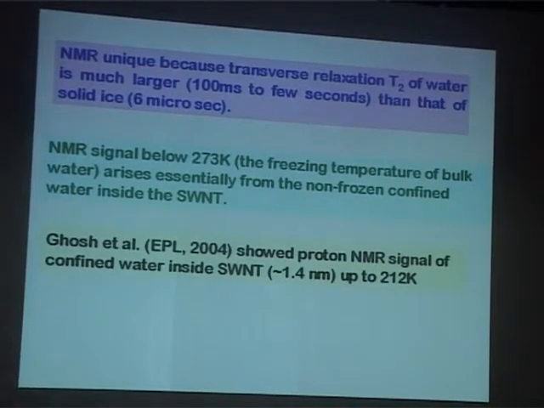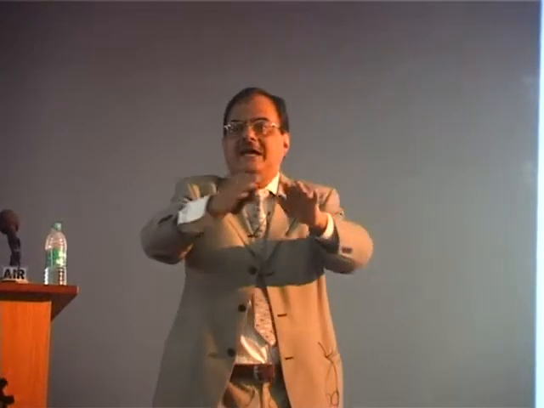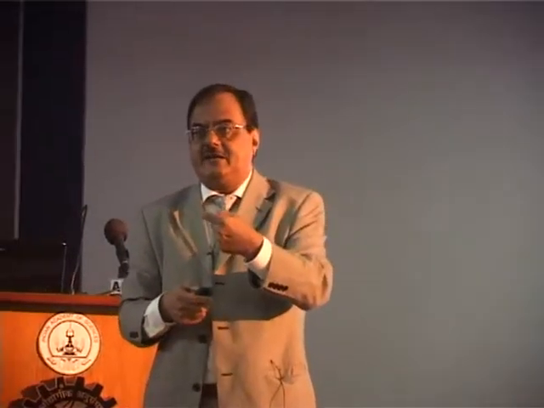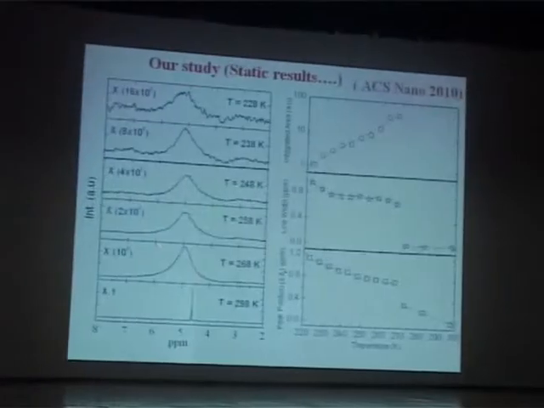Proton NMR is so beautiful: the relaxation time T2 of a proton in water is much larger than that of solid ice. So bulk water gives you a very sharp peak, about 1 hertz in width. You know that ice does not give any proton NMR signal because T2 has become very small. So we use this to do the experiment below 0 degrees centigrade, where water has frozen outside, and the signal which you get, if it is present, is really the confined water.